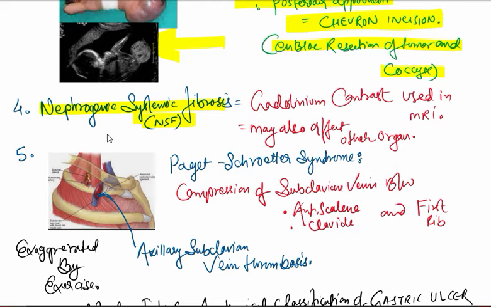Next one, nephrogenic systemic fibrosis, NSF. This is due to gadolinium contrast used in MRI. That is the side effect causing nephrogenic systemic fibrosis, and it may also affect other organs, not only the kidney but other organs too.